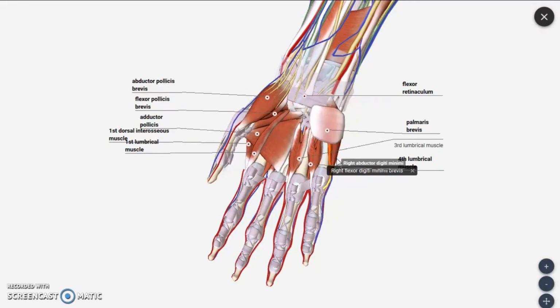Then we are going to see the lumbrical muscles. Here you can make out the worm-like appearance of the muscles. Those muscles we call lumbrical muscles, and the lumbricals are again 4 in number.